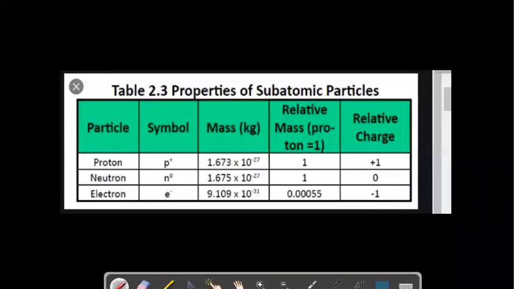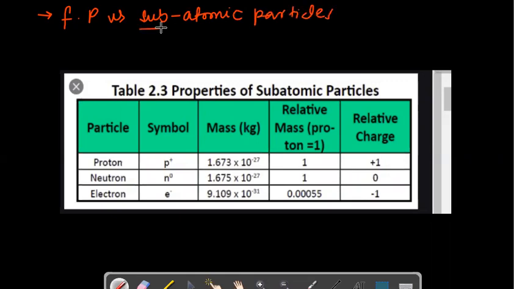Moving next towards the fundamental particles. Keep in mind, these fundamental particles are also known as subatomic particles. Whenever you use the word sub, that is something which is a part of a very large thing. So subatomic particles, any particle which is a part of an atom, is known as a subatomic particle. If we discuss the properties of the subatomic particles, there are three subatomic particles as we have discussed before: the proton, neutron, and the electron.